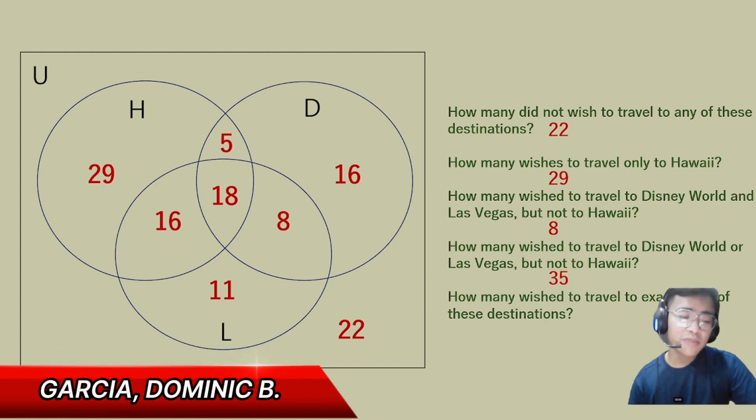And lastly, how many wish to travel to exactly one of these destinations? Simply, I just add the value from Hawaii, which is 29, Disney World, 16, and Las Vegas, 11. So I add these 3. That's why I get the value of 56.